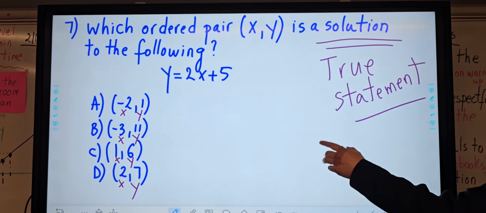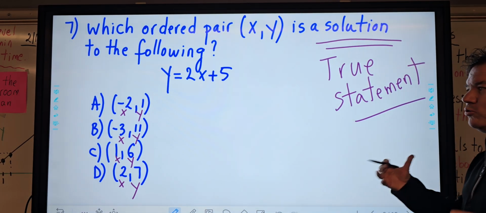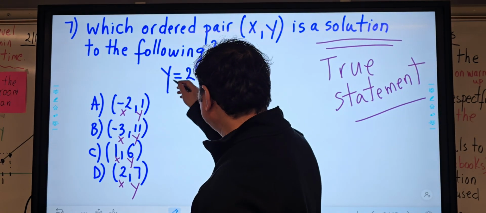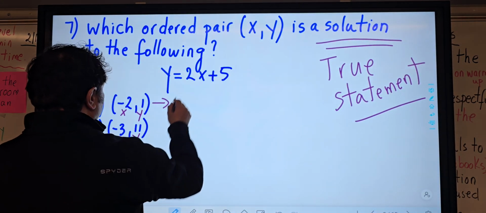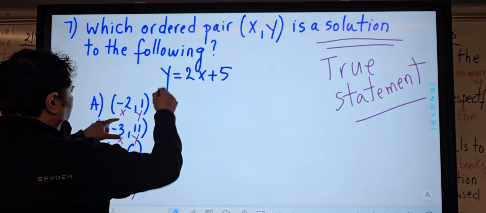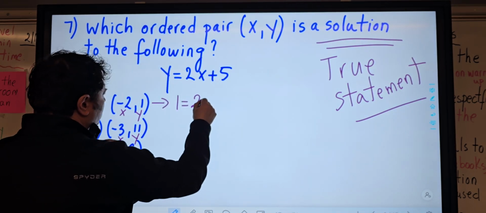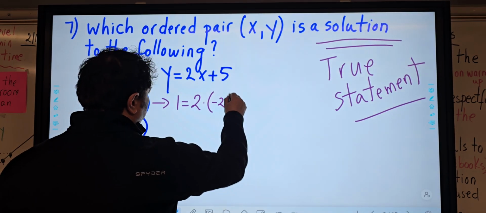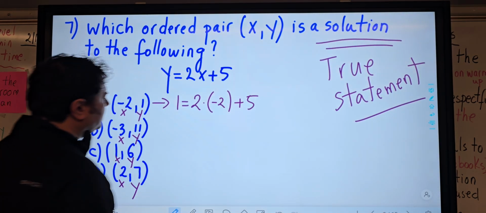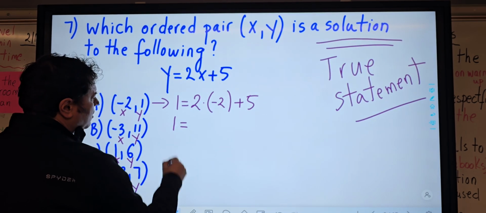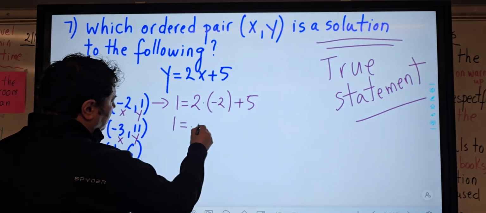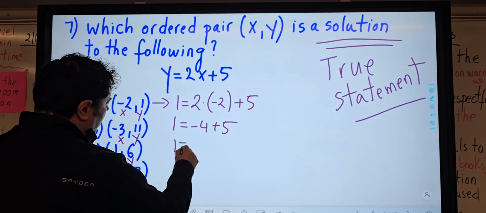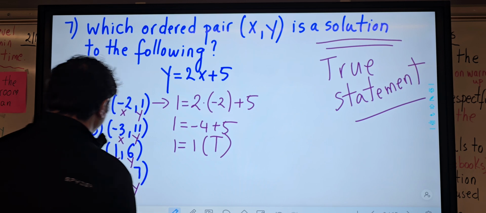So we are looking to plug those values in for x and for y, and see which one is going to make the equation true. Okay? So instead of y, we are going to put 1. We are trying A first, right? So instead of y, we are putting 1 equals 2 times x, which is negative 2, plus 5. Okay, so we have 1 equals 2 times negative 2 becomes negative 4 plus 5, and negative 4 plus 5 becomes 1. So 1 equals 1, and this is true.